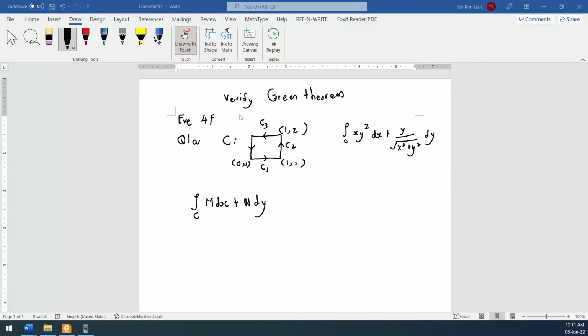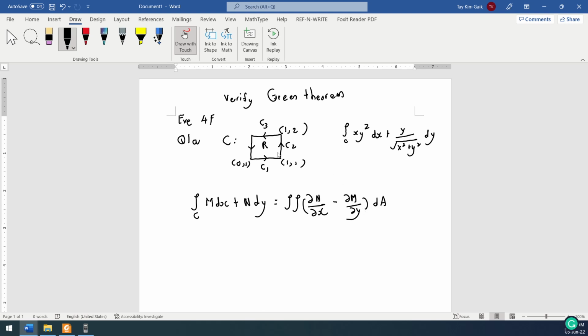Okay, Green's theorem: the line integral of M dx plus N dy, if the curve C travels anticlockwise and forms a closed curve forming a region R, then you can use Green's theorem, which is a double integral of del N del x, meaning differentiate the coefficient of dy with respect to x, minus del M del y, dA. So if the question says verify, then you have to do the left side and the right side, and they are actually the same answer.